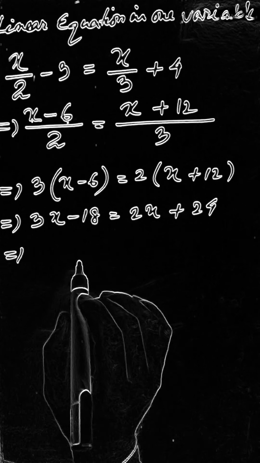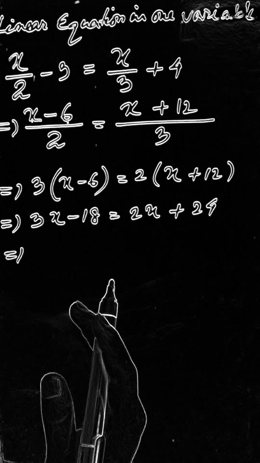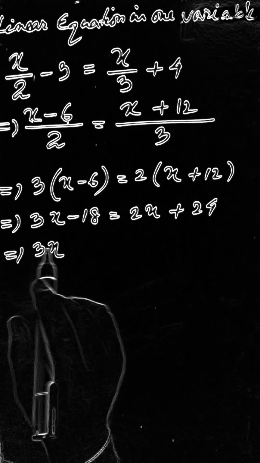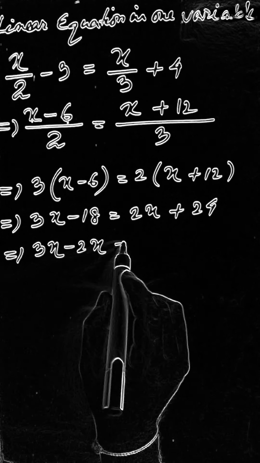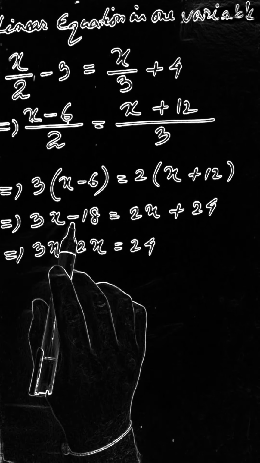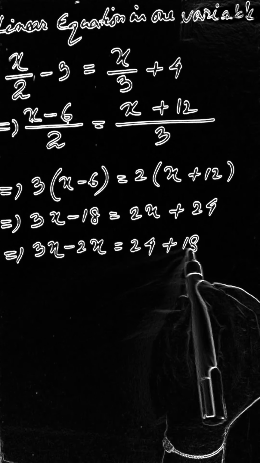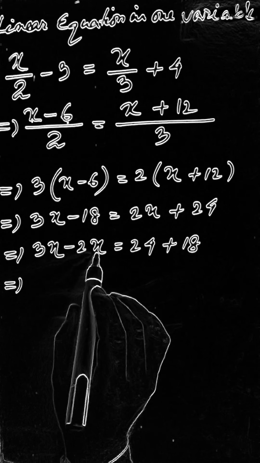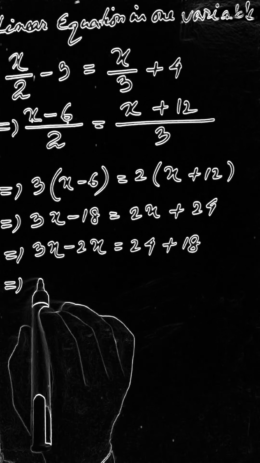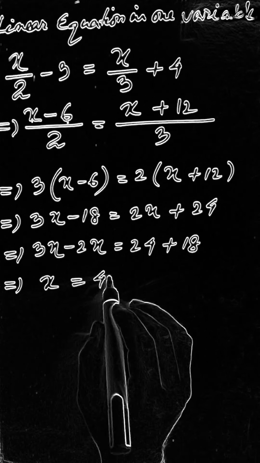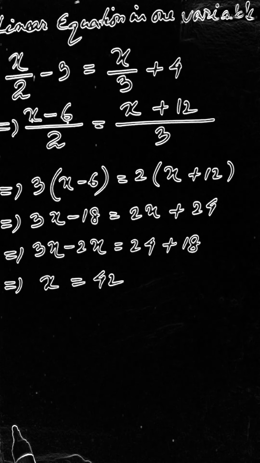Now the term having x we will bring to the left hand side, so 3x, 2x, when it comes to the left hand side it will be minus 2x, then this is 24. When minus 18 goes to the right hand side, it will be positive 18, plus 18. So 3x minus 2x, it will be just 1x. 1x means we can write here x. Then 24 plus 18, 42. Now the value of x is how much? 42.